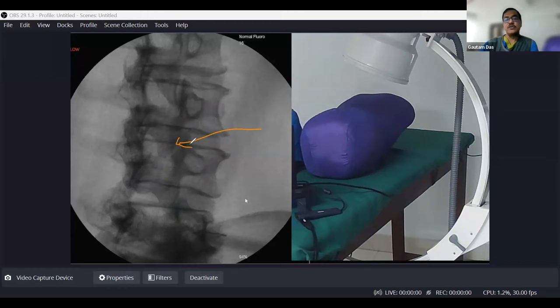This is the facet joint, bounded on one side by the superior articular process laterally and medially by the inferior articular process. So I'll be showing these four procedures today. One is the supraneural approach or safe triangle approach of the transforaminal epidural. One is Kambin's triangle approach. One is your facet joint intraarticular. Another is your medial branch block. So before going for the procedures, if you have any question, you can ask me.